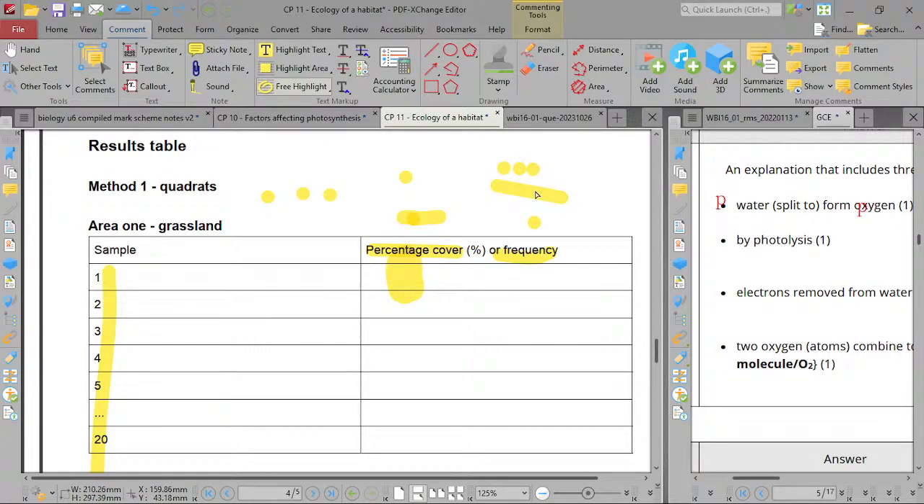Actually, wait. What's the frequency again? Number of quadrats containing the species divided by total number of quadrats sampled.